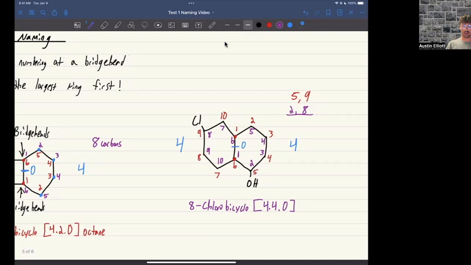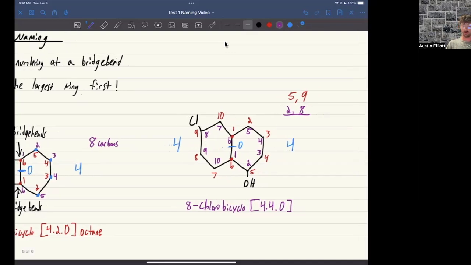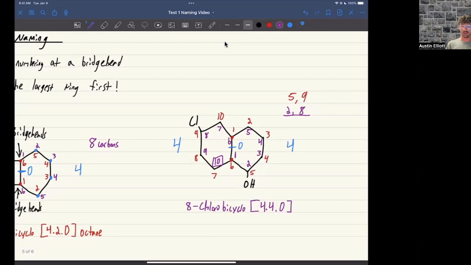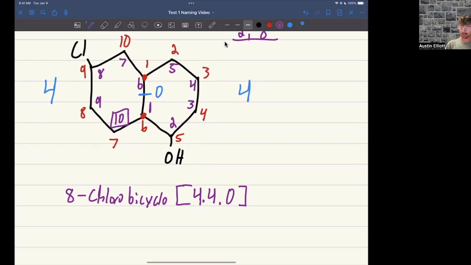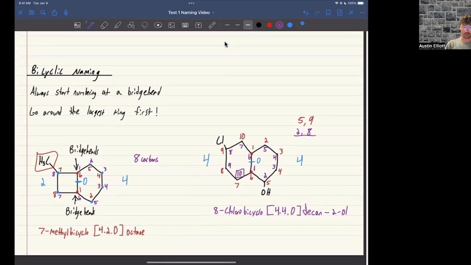And now we need to look at how many total carbons we have. So with our purple numbering system, our highest number is 10. So for 10, we're going to have decane, but we have an alcohol in this molecule, so it's going to be dec. Let's see. Dec, and it's on the 2 carbon, decan-2-ol. So these are a little bit more complicated.